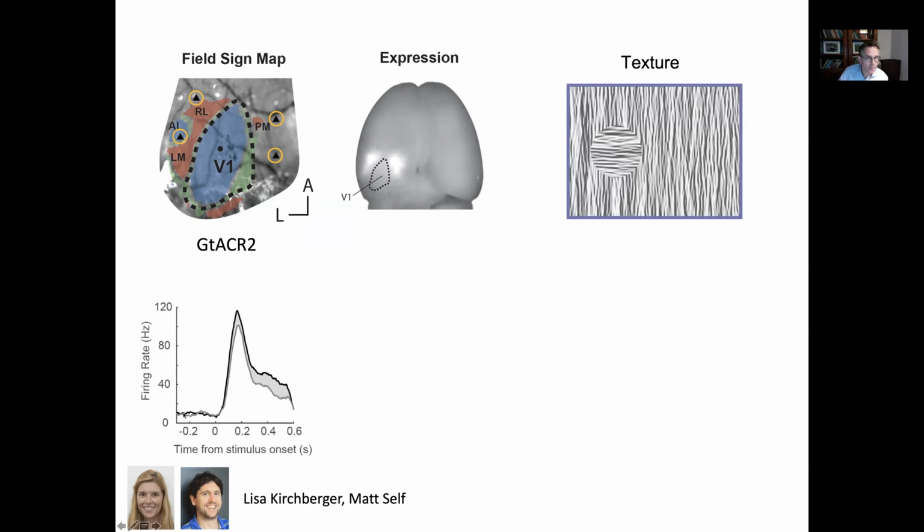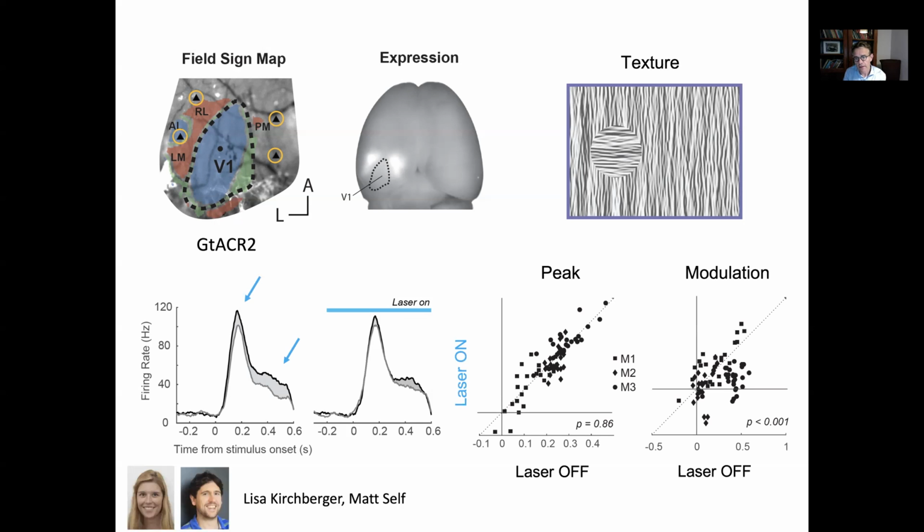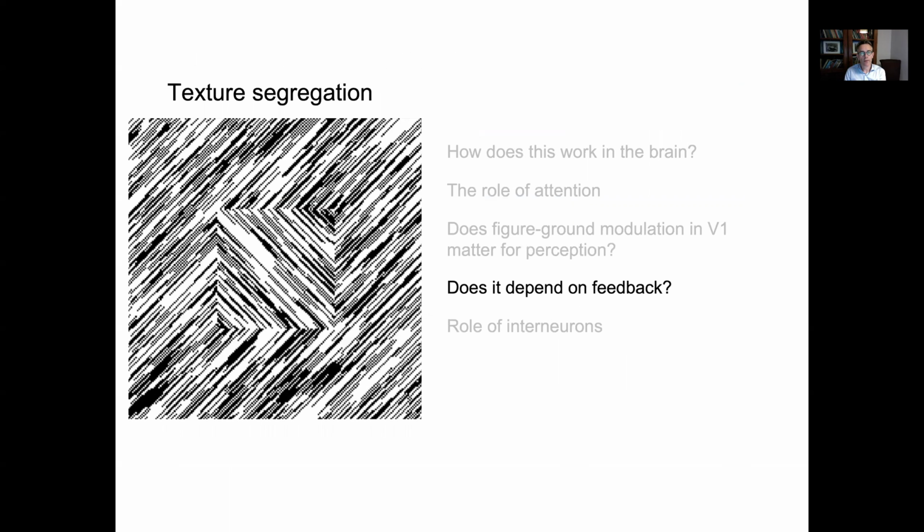What we then see, this is when we don't shine the light, so you get a feed-forward response, then the figure ground modulation. If you do shine the light, we silence the higher areas, you see that the feed-forward response is not affected. And that is true across quite a number of recordings. But if you look at the late response, the figure ground modulation, you see that there's an overall decrease of the effect. That's highly significant. So these extra spikes, this figure ground modulation in V1 depends indeed on feedback from higher areas.